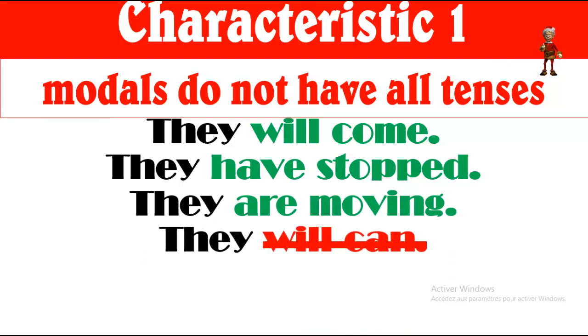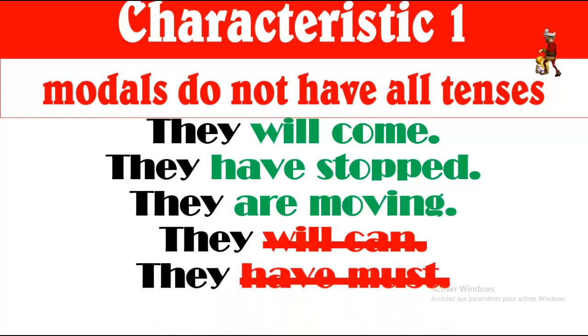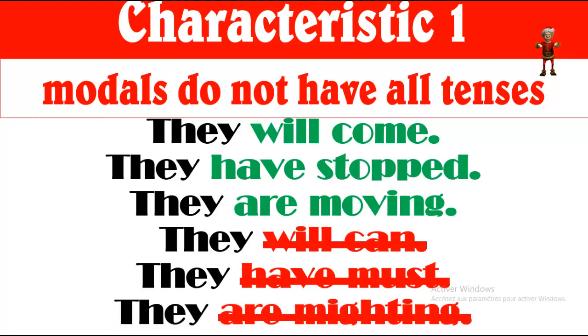but you can't say they will can, because can doesn't accept the future. You cannot say they have musted or have must, because must doesn't accept the present perfect or even past perfect. You cannot say they are mighting, because might doesn't accept the present continuous. So once again, the first characteristic of modals is that they don't accept all verb tenses in conjugation.